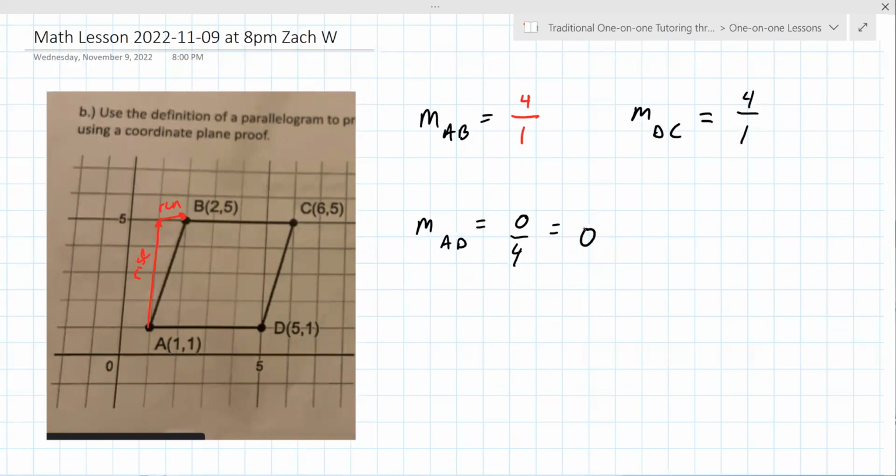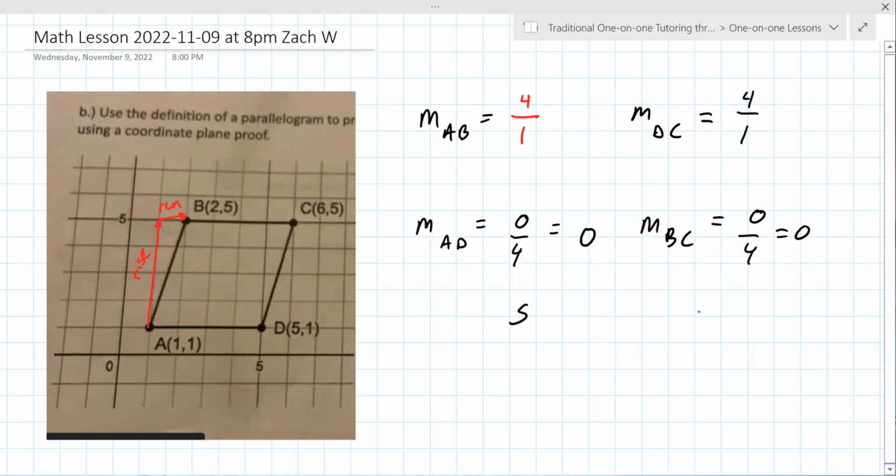Would I just say the same for B to C? Yes, you want to go B to C, which is also 0/4, or it's 0. That's what you care about. Okay. Then 0, 0, 4/1, 4/1. So this is all like work off the side.